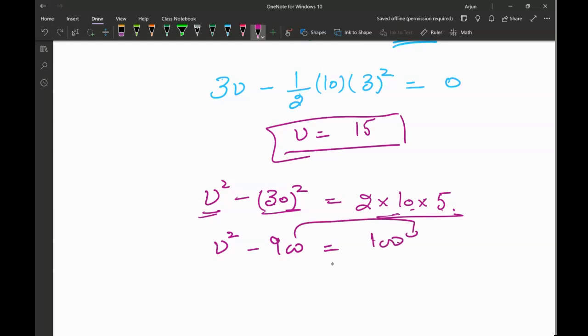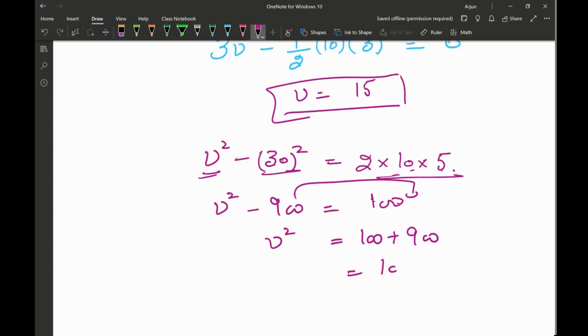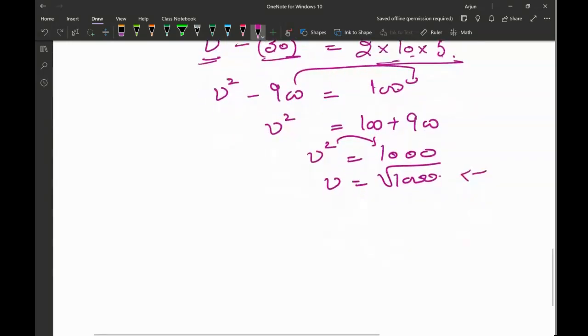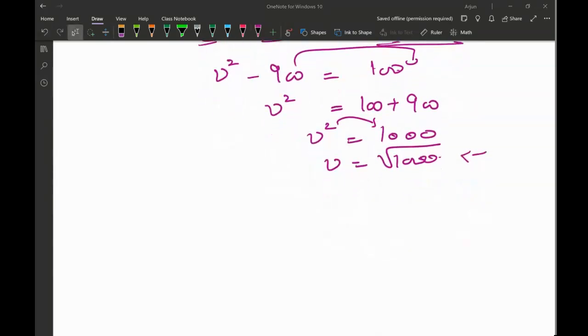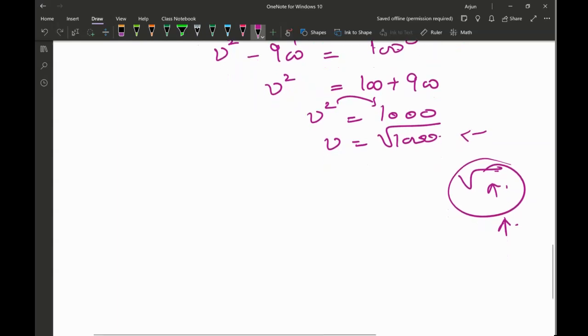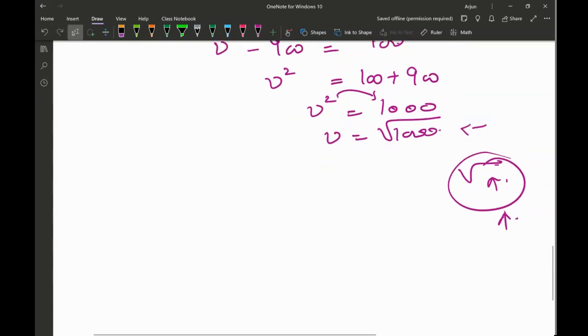And then this is going to go on the other side, 100 plus 900 v square, and this will be equal to 1000 v square. Square root on the other side, square root of 1000, whatever this value is. I don't know from the top of my head, I don't have my calculator with me. I'm pretty sure in your calculator you have the square root button and you know how to do it. If you don't know how to do it, come and see me in the tutorials. I'll help you to find the values or how to use the calculator.